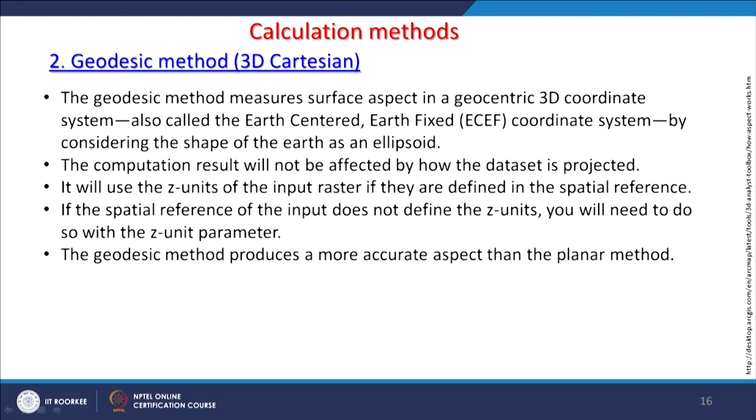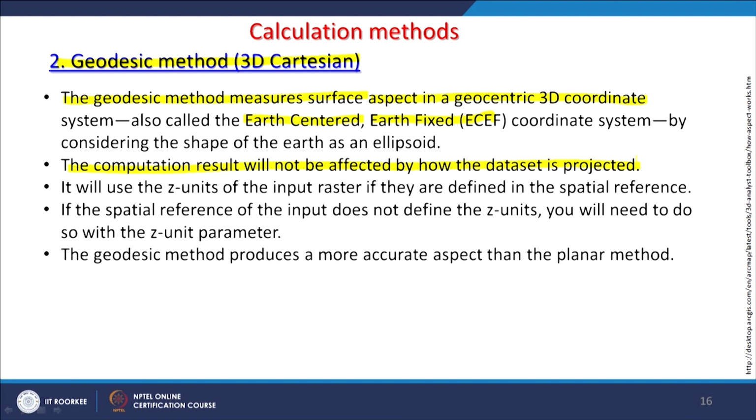Now, when we go for the geodesic method, that is 3D Cartesian, the geodesic method measures surface aspect in a geocentric coordinate system, again that earth-centered earth-fixed coordinate system, and the computation result will not be affected by how the dataset is projected.